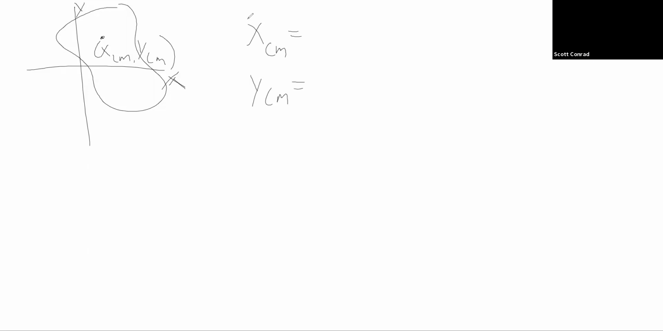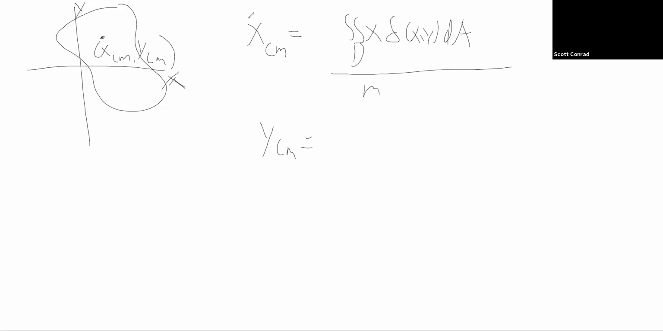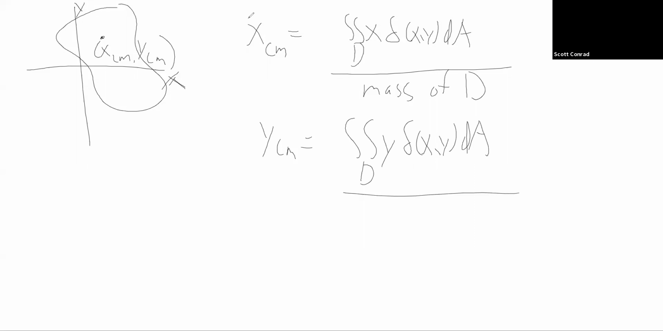So the formula for the x coordinate of the center of mass is: you integrate x times the density over your region D, and you divide by the mass of D. And then the y coordinate of the center of mass is you integrate y times the density over D, and you divide by the mass of D.